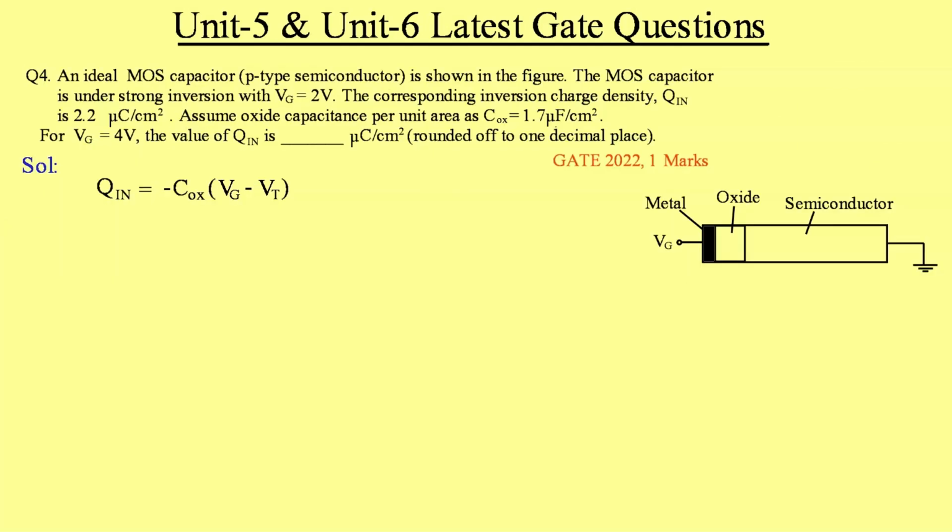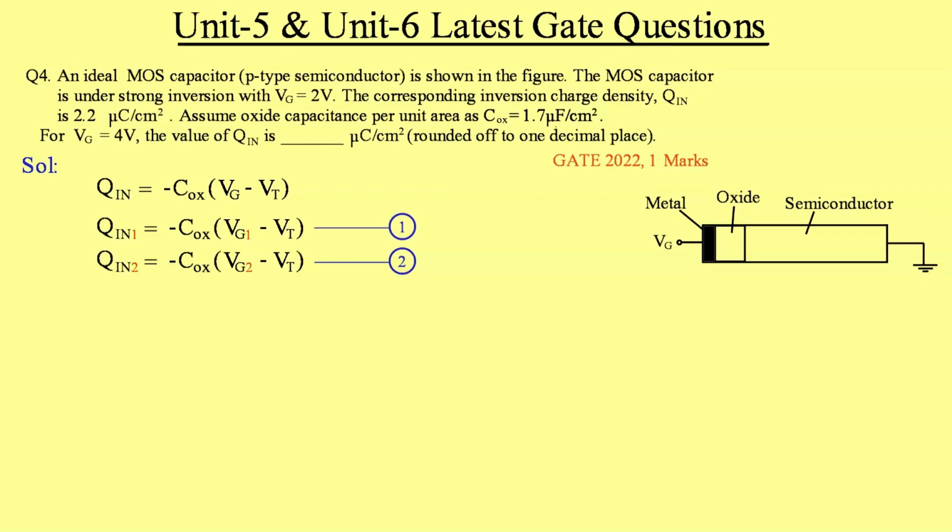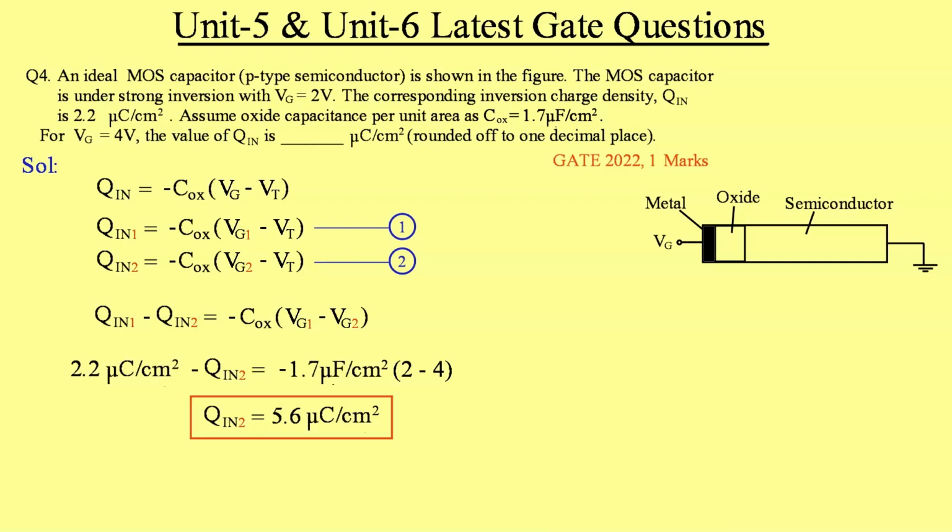This question is a MOS capacitor which I have taught in Unit 5. However, the shown formula I have taught in Unit 6. Unit 5 and Unit 6 are very much related to each other. In Unit 6, we have seen the inversion charge density is equal to negative of oxide capacitance per unit area into gate voltage minus threshold voltage. There are two conditions for which we will write two different equations. Now simply subtracting equation 2 from equation 1, we will get this equation. In this equation, we have all the values except inversion charge density in the second case, which we are actually supposed to find. Putting the value of different parameters and further calculating, we will get inversion charge density to be equal to 5.6 microcoulomb per centimeter square.